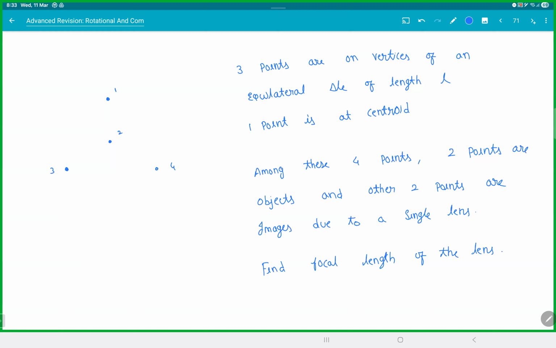And where is the lens? We don't know. Where is the principal axis? We don't know. We have no idea about the lens, where it is placed, how it is placed, nothing. What is the focal length of the lens? Is the question clear?